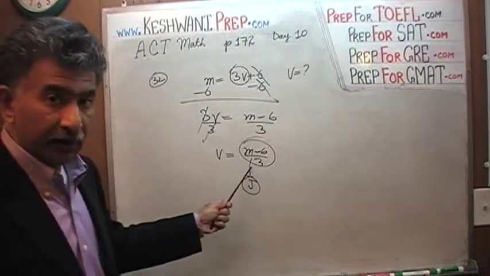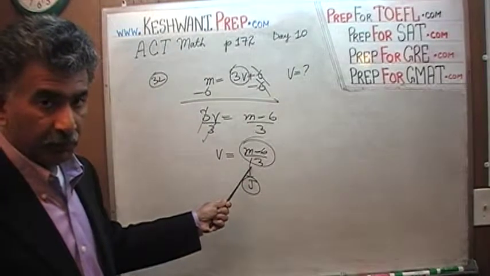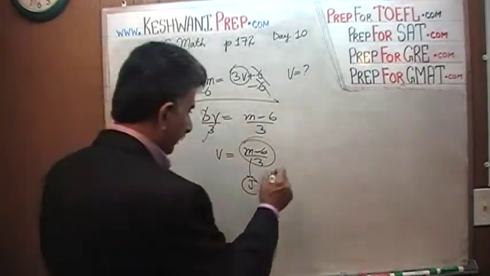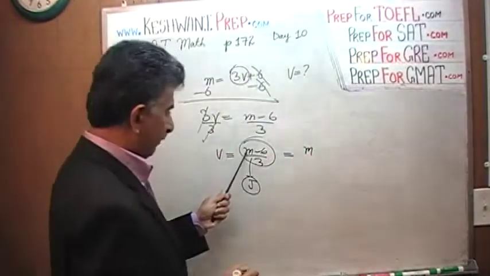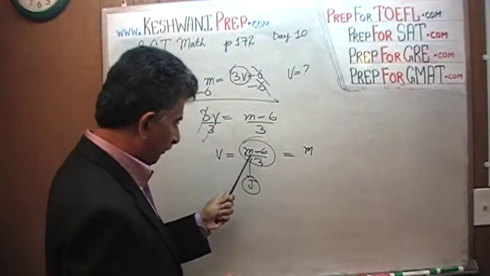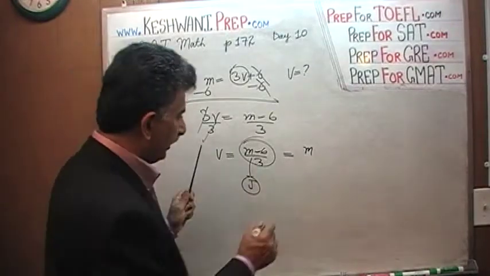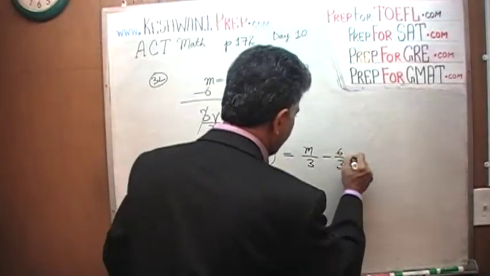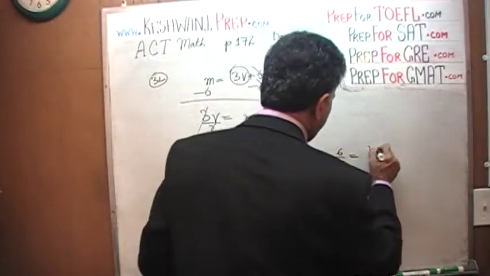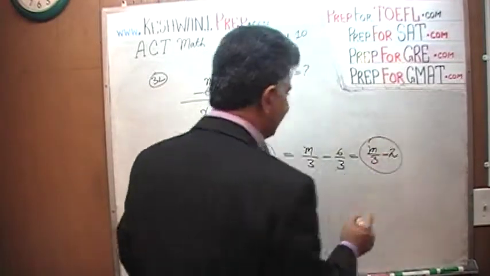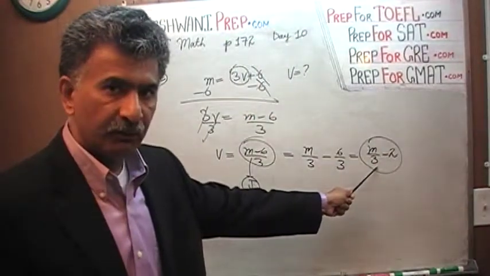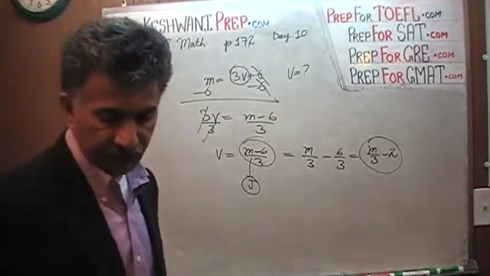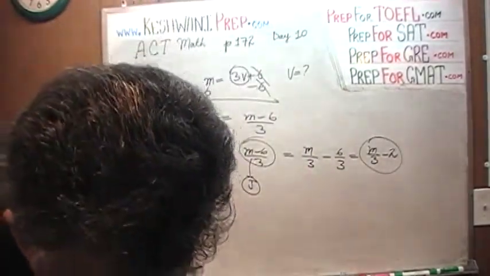Now, if the book presented the answer in a different form, we could have gone one or two more steps. This m minus 6 over 3 is the same as m over 3 minus 6 over 3, which in turn can be written as m over 3 minus 2. That's another form the answer choice could have appeared in, but the book stops right here. The answer is J. Let's do the next one, shall we?